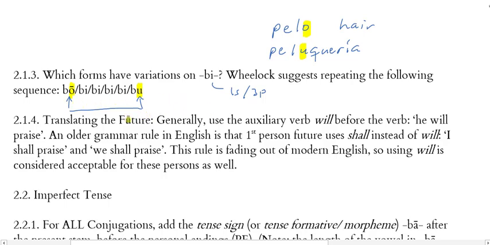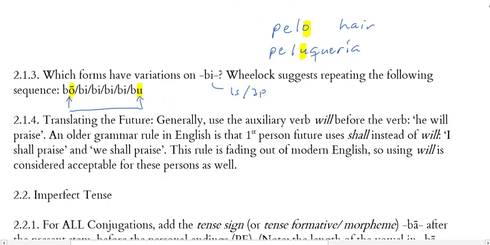All right? So Wheelock suggests that you practice repeating the sequence: bo, be, be, bu. And that does sound sort of funny, but I do think it's memorable. Bo, be, bu. Bo, be, bu. Bo, be, bu. Okay, so just say that over and over again, and you'll eventually get that.